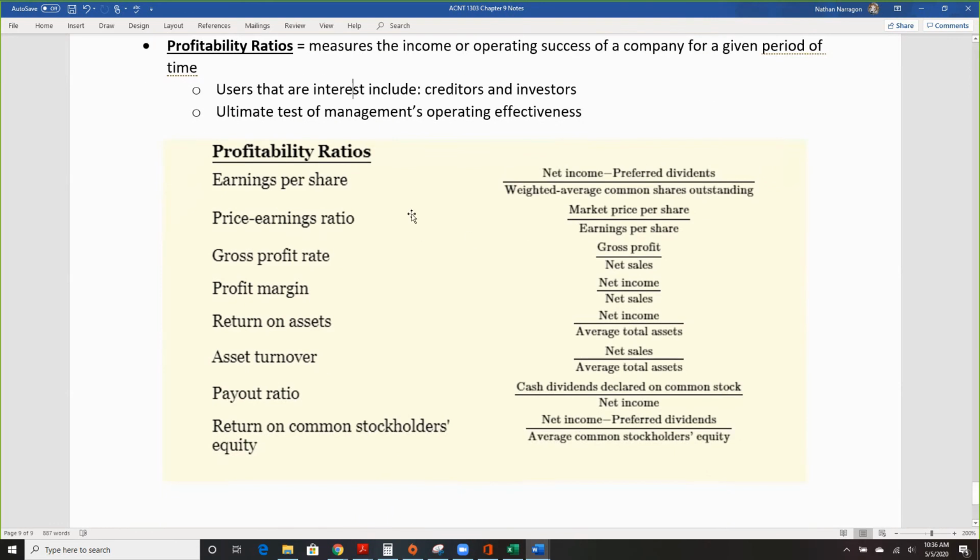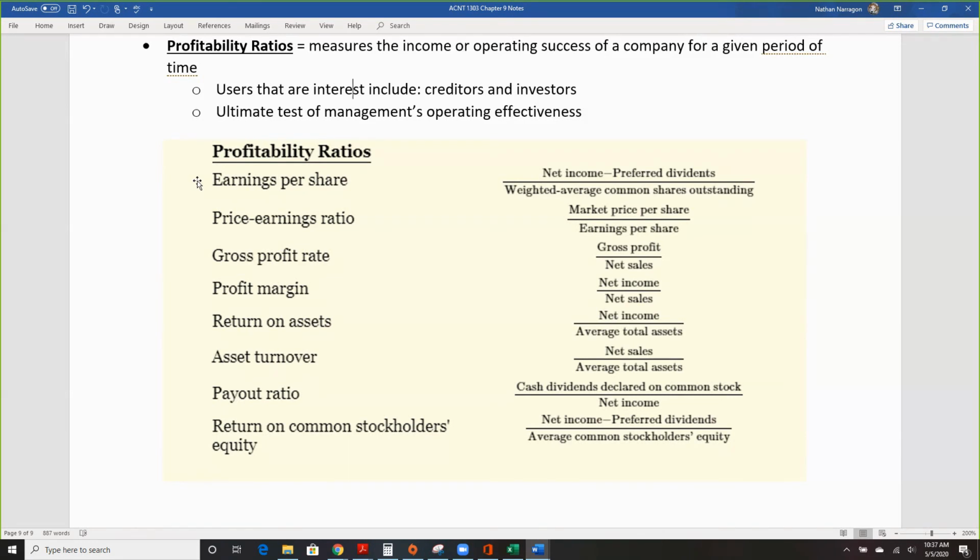So, ratios that we use here, these are our profitability ratios that we use throughout the course. Was the earnings per share? That was actually, I believe, the last chapter, since that's still with the top. Price earnings ratio, which we just had in this chapter. Gross profit rate, profit margin, return on assets, asset turnover, a payout ratio, and lastly but not least, the return on common stockholders' equity, or ROE. Which again, just be wary of all those items and have these formulas ready.